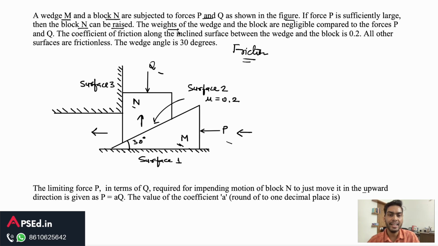Then it says the weights of the wedge and the block are negligible compared to the forces P and Q. So these weights we have to neglect because the forces P and Q are comparatively much larger. The coefficient of friction along the inclined surface between the wedge and the block is 0.2. So on this surface between block and wedge, this mu is 0.2. All other surfaces are frictionless. So surface 1 and surface 3 are frictionless. Wedge angle is 30 degrees. So this angle here is 30 degrees.